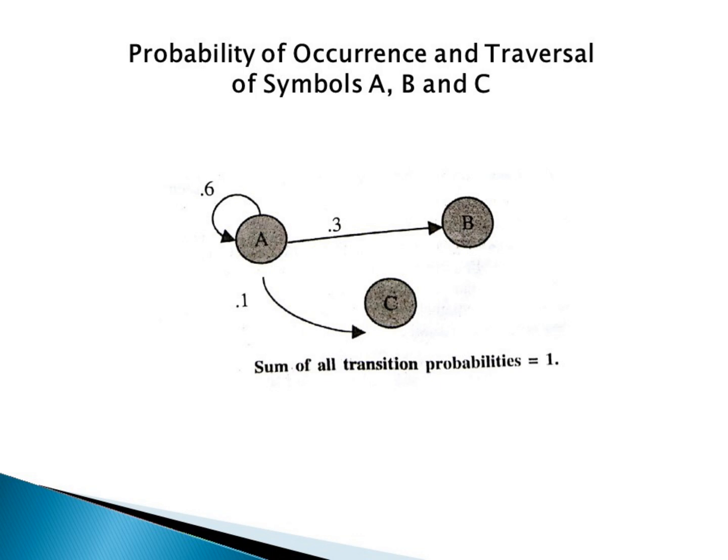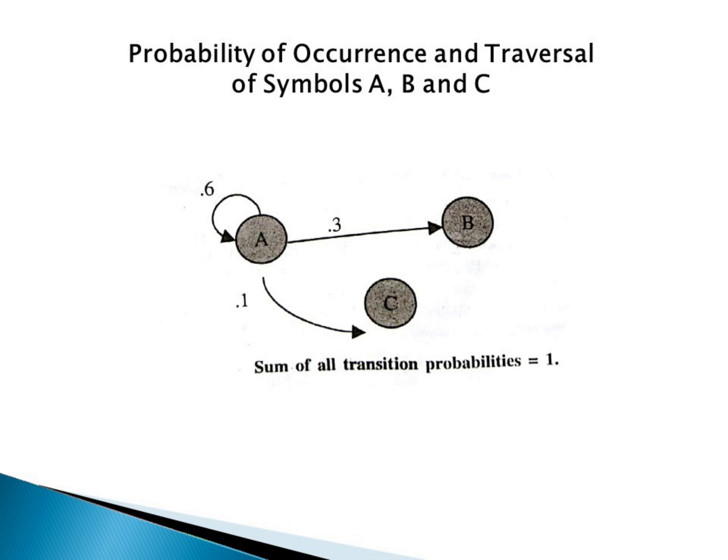This physical system can have 3 states, A, B and C. The system can exist in these 3 states. Each time, the next state can be another state or it can be the same state. The probability of the movement from A to B is given as 0.3. The probability from A to C is given as 0.1. The probability of A occurring again is given as 0.6. And when we add the sum of all transitions, 0.6 plus 0.3 plus 0.1 is equal to 1. This is the Markov process probability model.